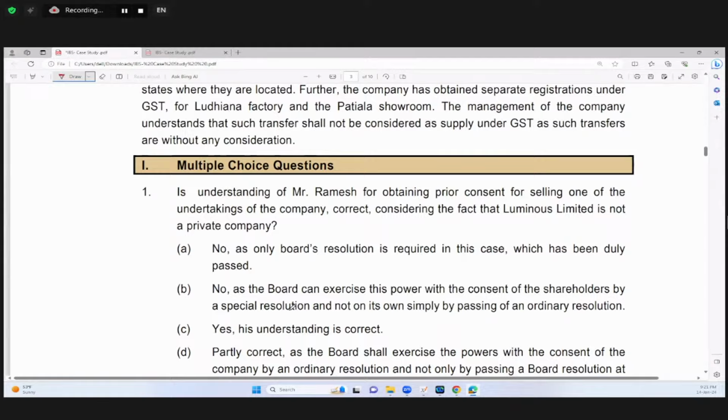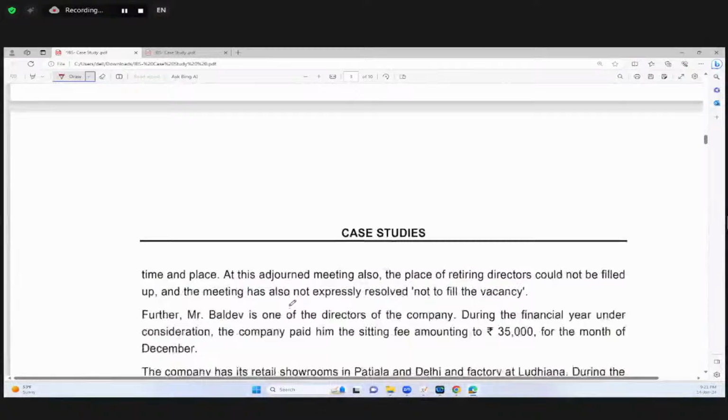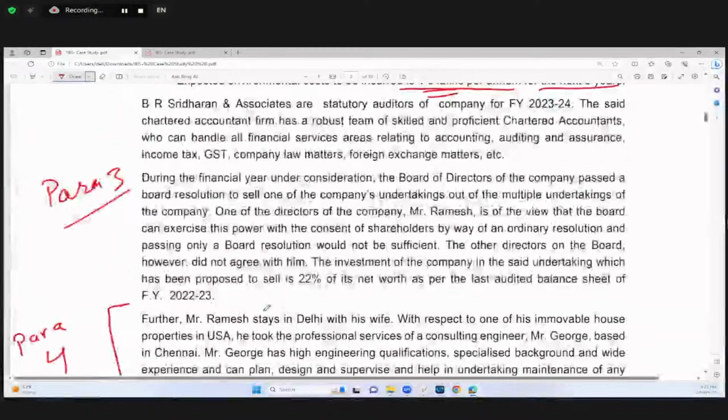Now we will move towards the case study. We have to again read that paragraph of our case study for better understanding of that MCQ. If we read the case study once again, we can see that during the financial year under consideration, the board of directors of the company passed a board resolution to sell one of the company's undertakings out of the multiple undertakings of the company.